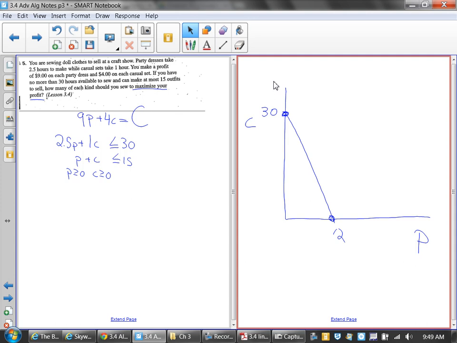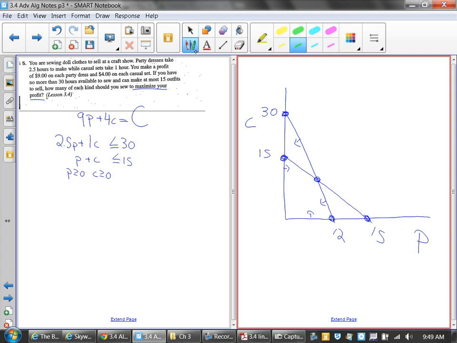Is it going inward or outward from there? Inward. Good. And then the other one has intercepts at 15 and 15. Do you agree on that? Is this one moving inward or outward? It's inward again. So I'm assuming you can probably all tell right now that your region is in here. Does everybody agree on that? What's the one ordered pair that we have to solve for? The intersection of these two, right?